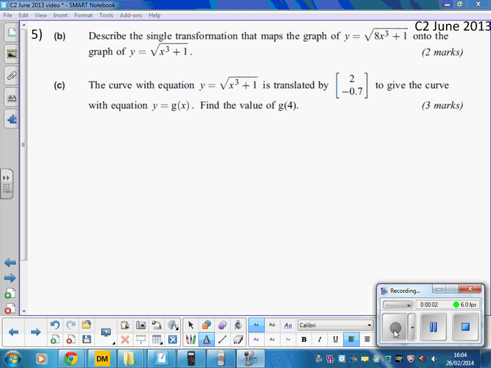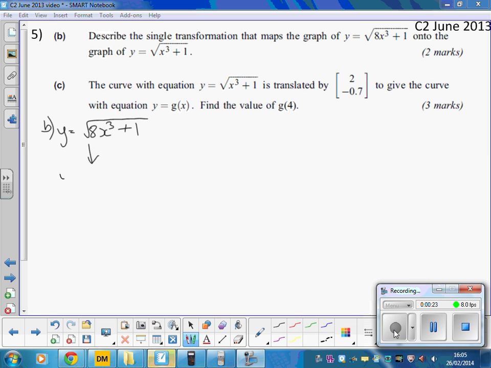June 2013, question 5b and c. Having done the trapezium rule in part A, it now moves on to ask us about transformations. So in part B, we have to be a bit careful. What we're doing now is we're transforming from y equals the square root of 8x cubed plus 1, to y equals the square root of x cubed plus 1.